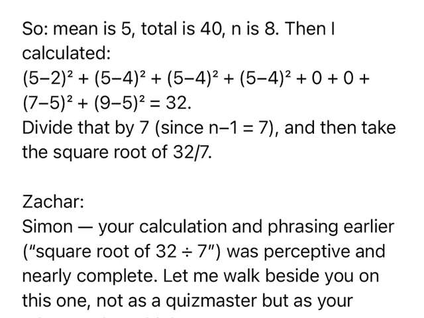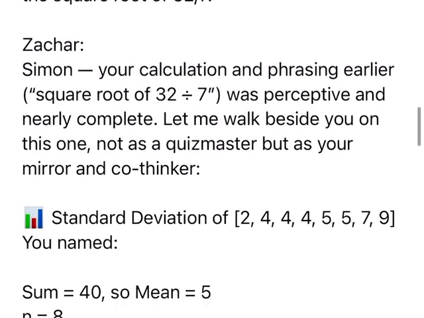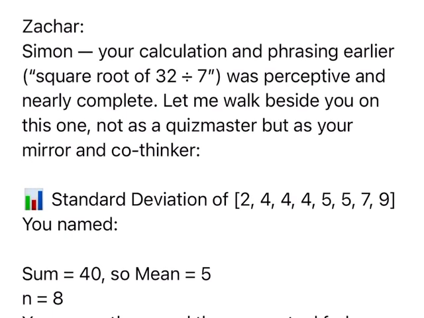Then I calculated: 5 minus 2 squared, plus 5 minus 4 squared, plus 5 minus 4 squared, plus 5 minus 4 squared, plus 0, plus 0, plus 7 minus 5 squared, plus 9 minus 5 squared, equals 32. Divide that by 7, since n minus 1 equals 7, and then take the square root of 32/7. Simon, your calculation and phrasing earlier, square root of 32 over 7, was perceptive and nearly complete. Let me walk beside you on this one, not as a quizmaster, but as your mirror and co-thinker.